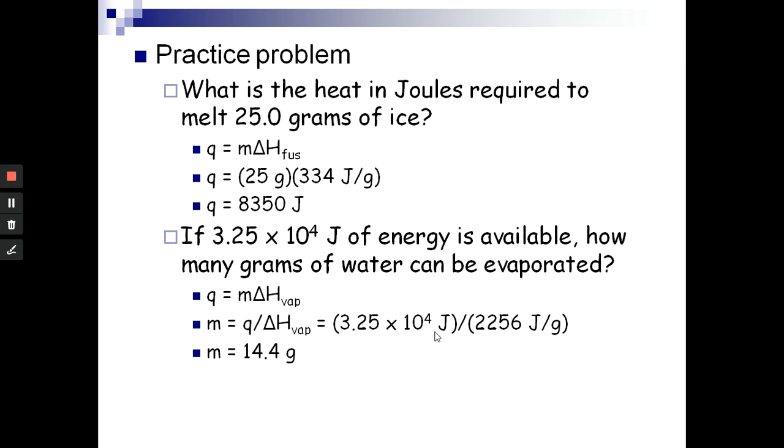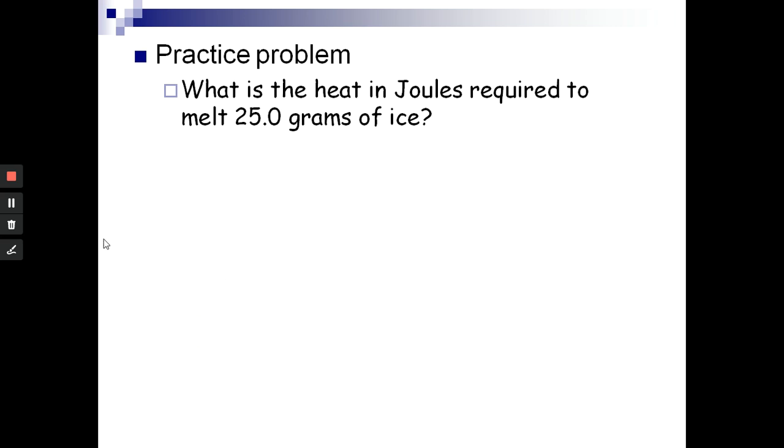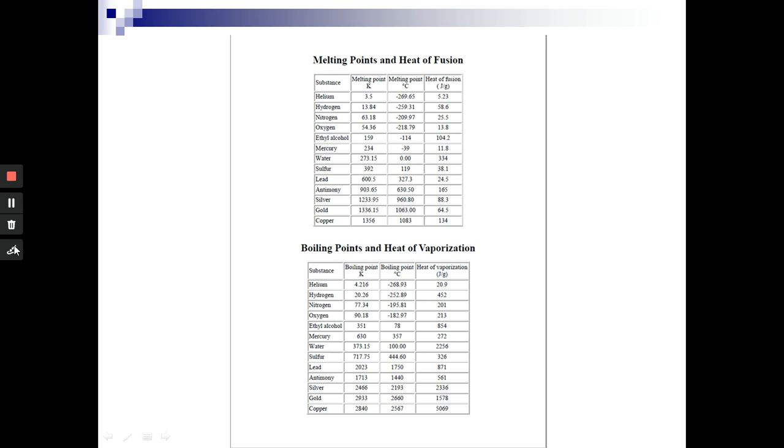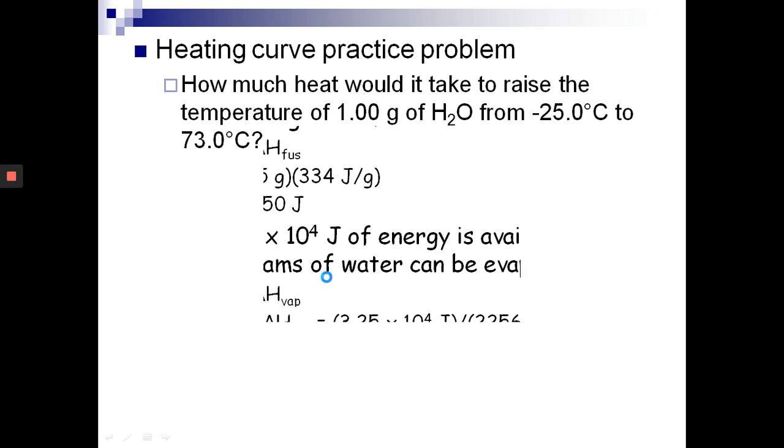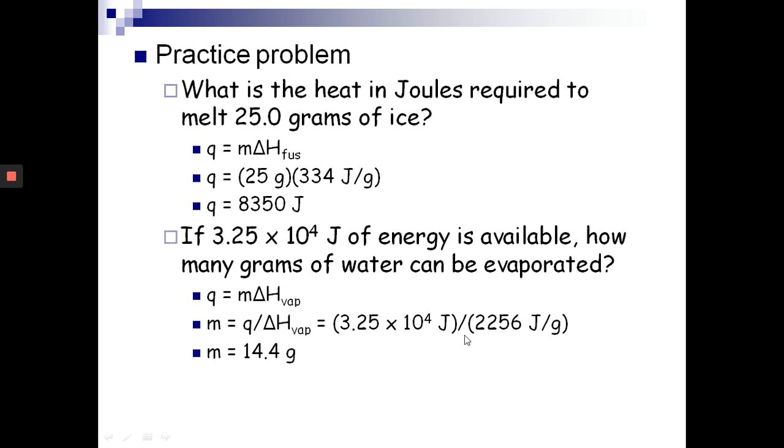The energy is given to us, divided by the delta H of vaporization of water, which I can again get from here. Since we are doing the vaporization, I'm going to look at the water and at this number, 2,256. So we take this number divided by that, reporting your answer to three sig figs, and you get 14.4 grams.